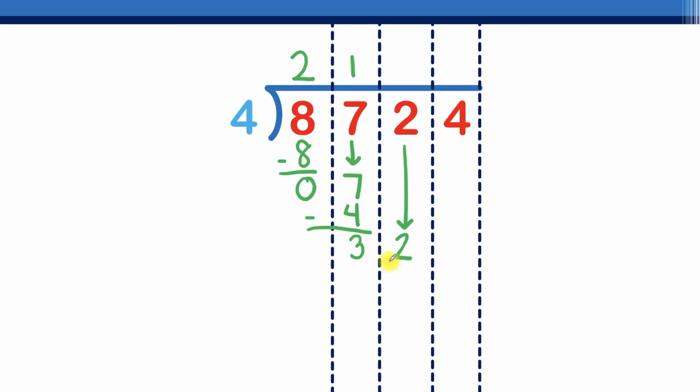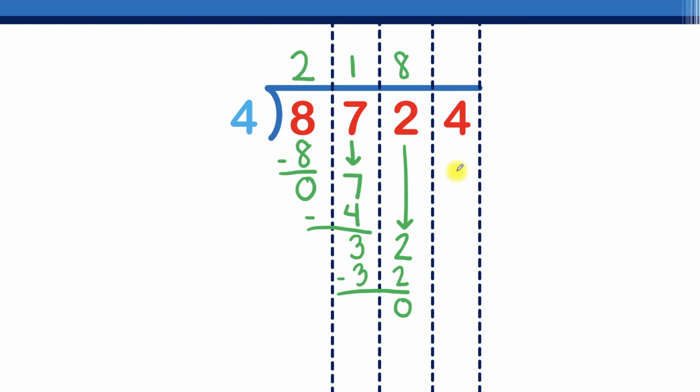Now we're trying to divide 32 by 4. And how many times can 4 go into 32? Well, that would be 8. So I'll put an 8 over here because 8 times 4 is 32. I'll write 32 here, subtract that, and when I subtract 32 minus 32, I'll get 0.